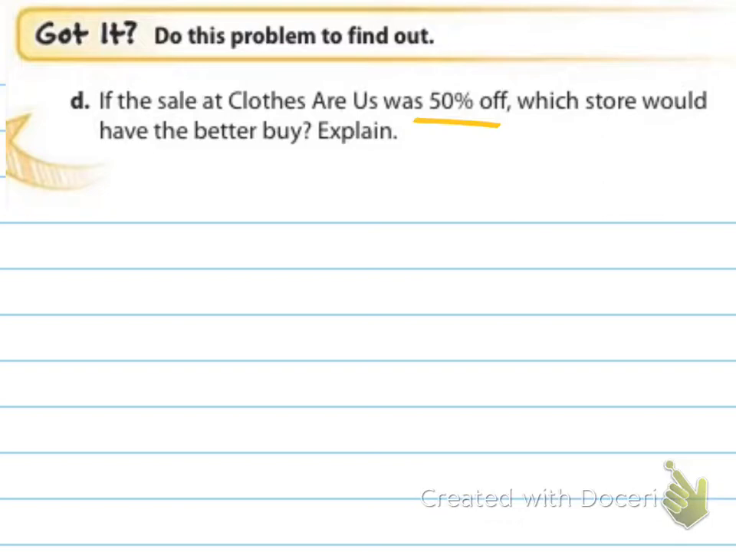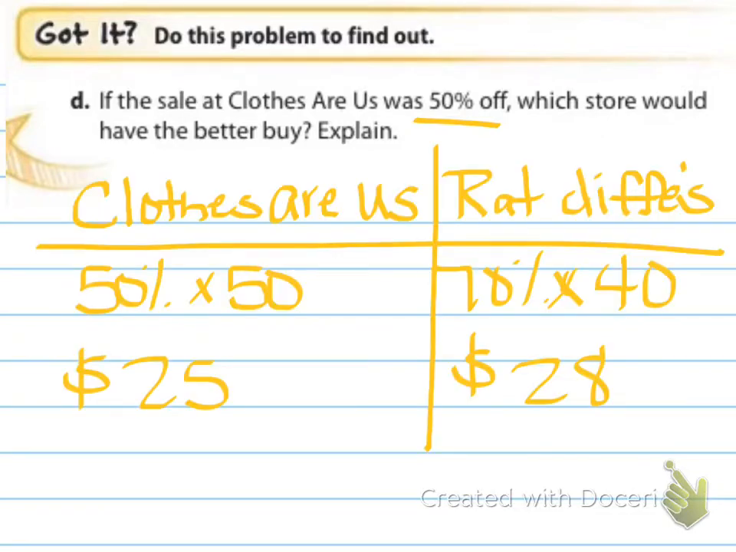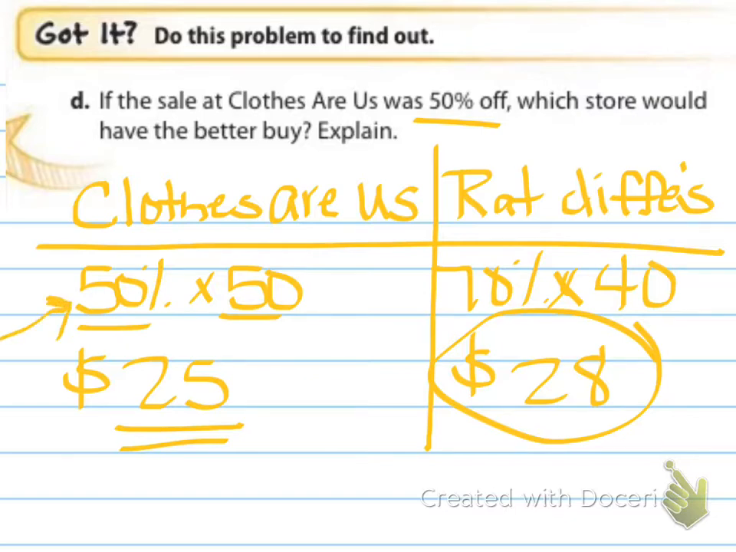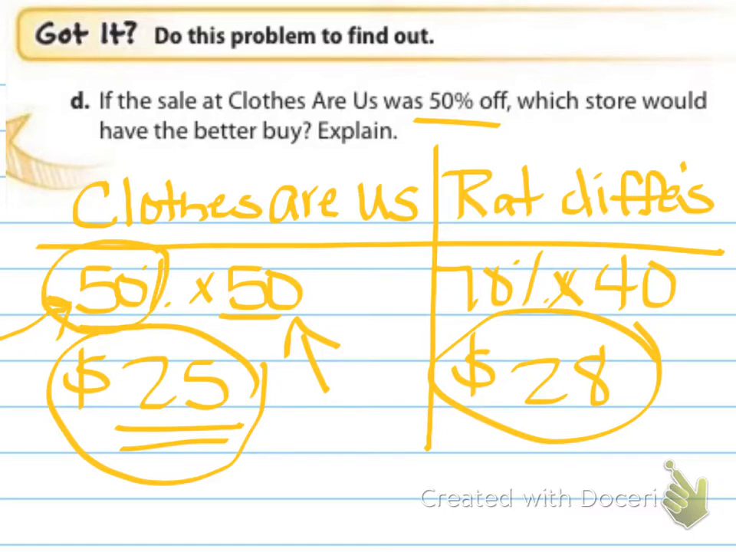They've already done half of it for you. Pause the video. All right, so now after I've done the work, I found that 50% off of $50 is $25, compared to Ratcliffe's previous price, which was $28. I see now that when I increased the discount for Clothes R Us, I was able to afford the shoes at Clothes R Us, and Ratcliffe's is now the higher price. So even though it was a higher starting price, that doesn't necessarily mean that you're going to pay more money there. It really depends on that sale percent.